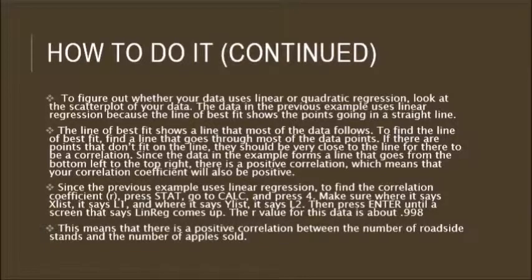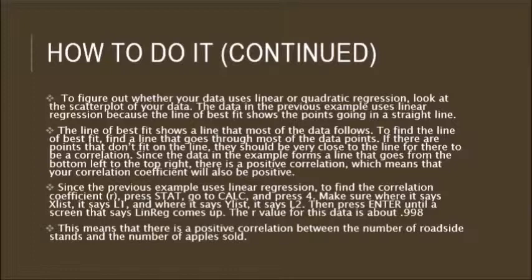The data in the previous example uses linear regression because the line of best fit shows the points going in a straight line. The line of best fit shows a line that most of the data follows. To find the line of best fit, find a line that goes through the most of the data points. If there are points that don't fit on the line, they should be very close to the line for there to be a correlation.